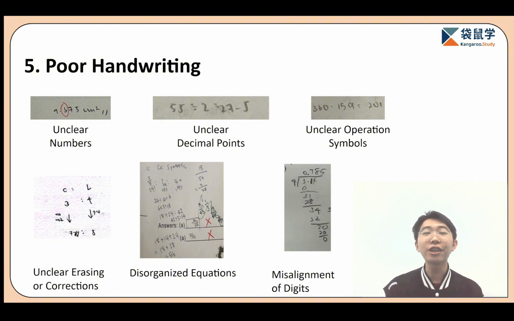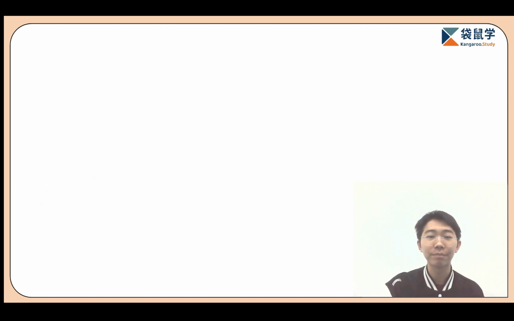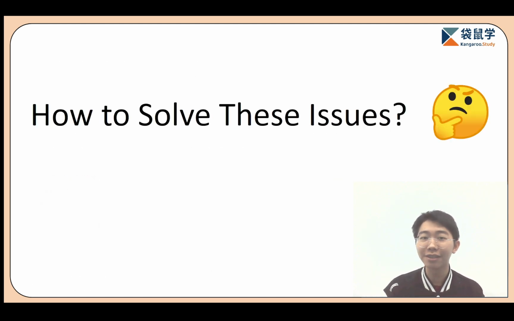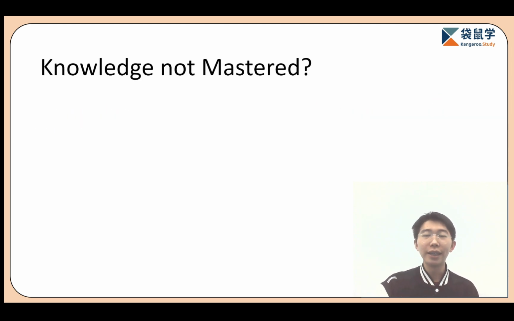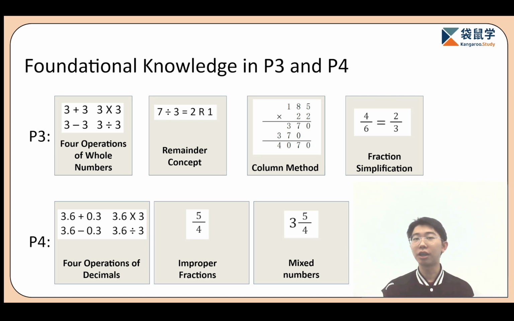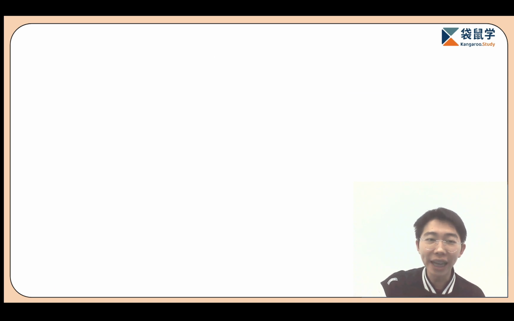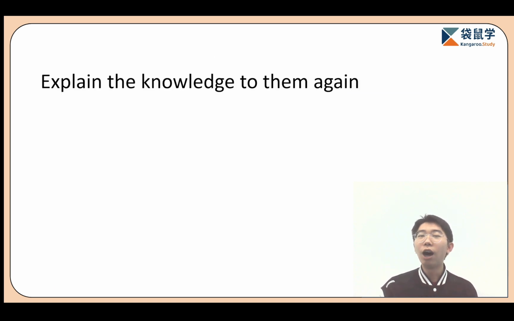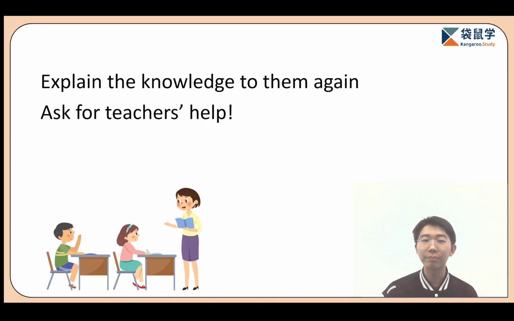Alright, finished talking about the causes. Let's take a look at how to solve them. So how to solve these issues? The first issue, knowledge not mastered. In P3 and P4, these are all the foundational knowledge taught in school. Observe your child's homework. Are they making any mistakes due to misunderstanding about this foundational knowledge? If so, explain the knowledge to them again, or you can ask for the teacher's help.